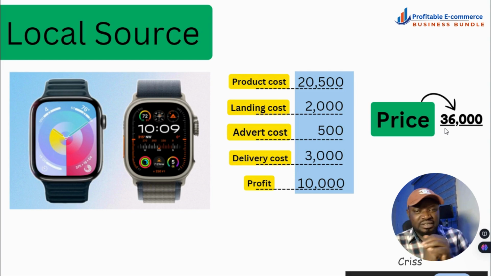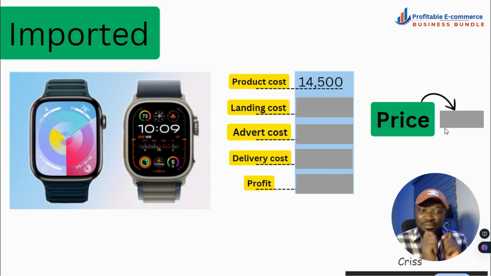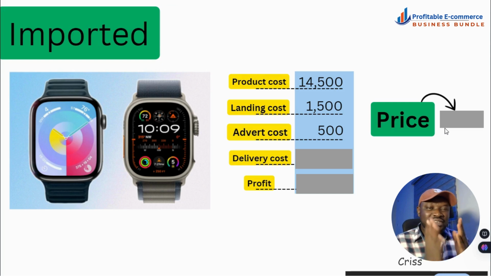Now, what if you're importing? How do you price? Let's see. If you're importing the same product, you decided to import the product in bulk, how do you sell? What you're importing is going to cost you 14,500, the same product. Then the landing cost for each of them, of course, you're not importing just one, you're importing in bulk. So by the time you pay your shipping fee, then you divide it by how many pieces you bought. Then each one may be costing you around 1,005. So your advert cost is the same thing, 500. Your delivery cost when you get an order, 3,000.